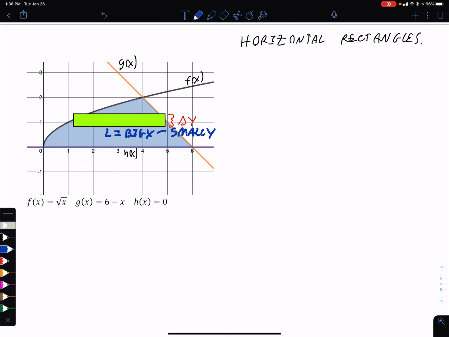So you guys might say, that's easy, I understand it. It's going to be the gold g of x minus the black f of x. That's going to be g of x minus f of x, which I know is going to be 6 minus x minus square root of x. And you might be excited, but that is wrong. And I'll explain to you why.